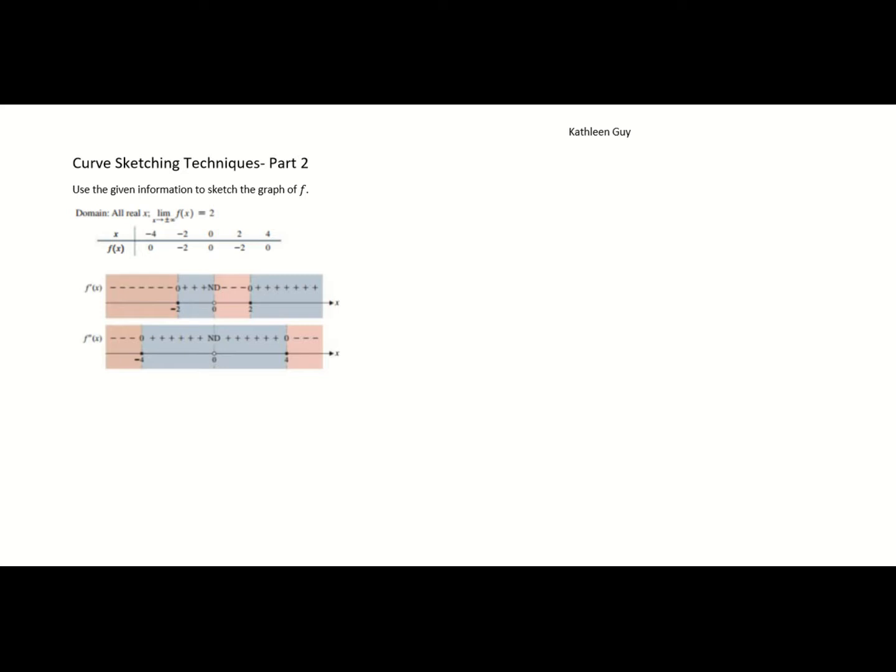So you need to be able to read what's given to you, and now all you need to do is put it in a sketch, which as we know is sometimes easier said than done. So I'm going to set up a big graph. And I'm going to read the information. So my domain is all real numbers. Okay, I'm going to be defined everywhere.